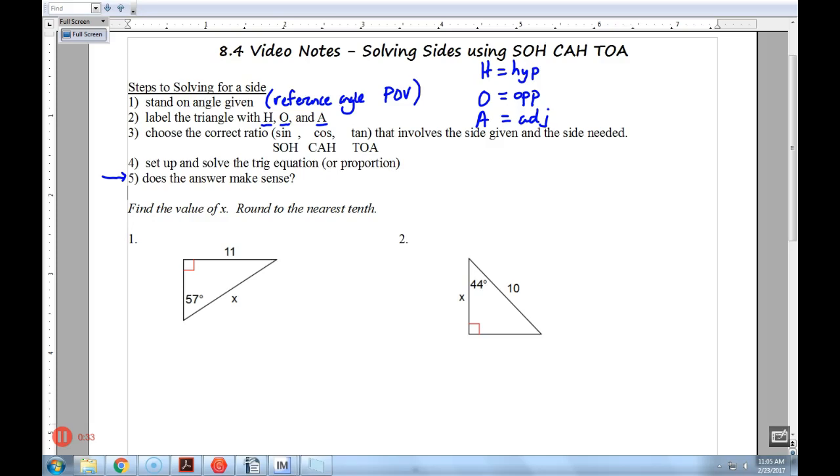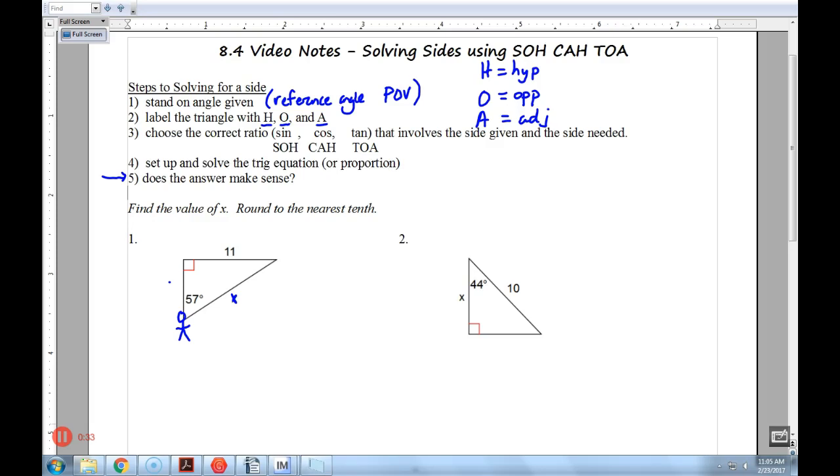Number 1, find the value of x. So we're trying to find this hypotenuse side right over here. We cannot use the Pythagorean theorem because we have 2 missing sides. So Pythagorean theorem is only good if you know 2 out of 3. We only have 1. So stand on the angle given. Well, the angle given is 57 degrees. So this is where I'm going to put my guy. And everything is labeled, step 2 is labeled based on that guy's position.